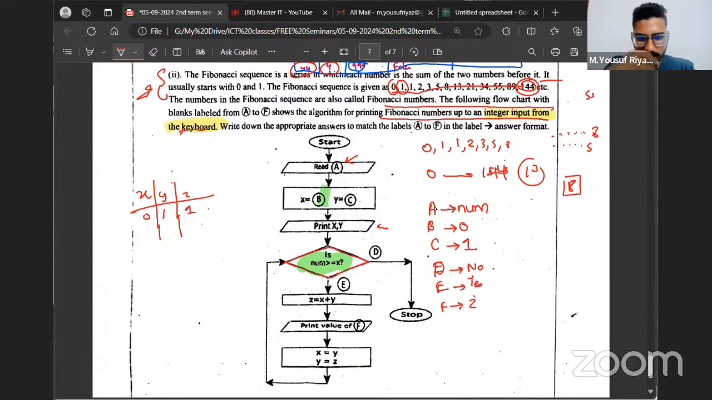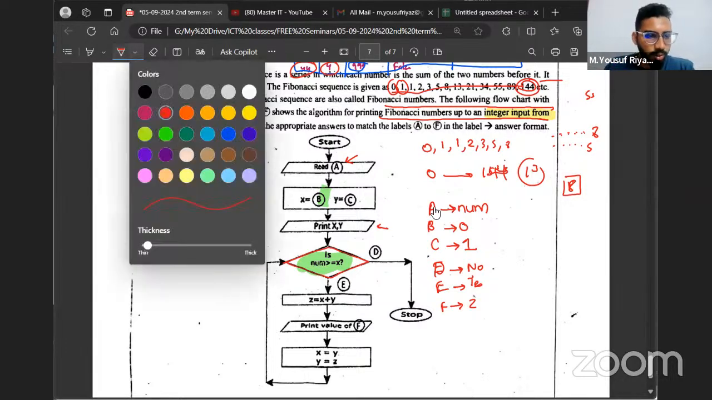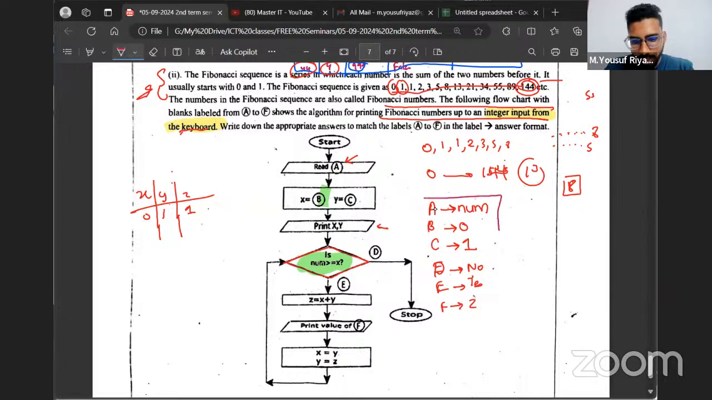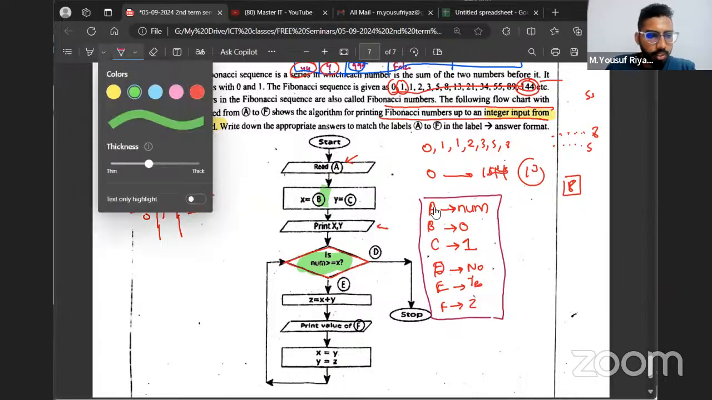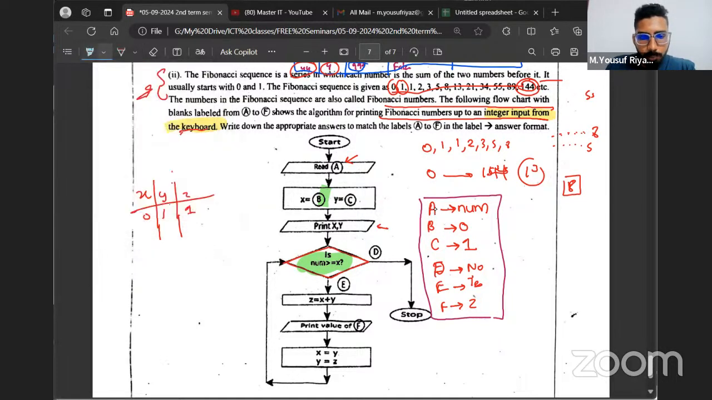Fun fact, I said this question just now. This is the first time I'm doing this question, so you can see how long it took for me to process it. If you read the question properly, they are saying the purpose of this algorithm is to print the Fibonacci numbers up to an integer number from the keyboard. So first of all, we're going to ask the user to enter a number. Let's say the user enters 8. Up to 8, the Fibonacci numbers we have are 0, 1, 1, 2, 3, 5, and 8.